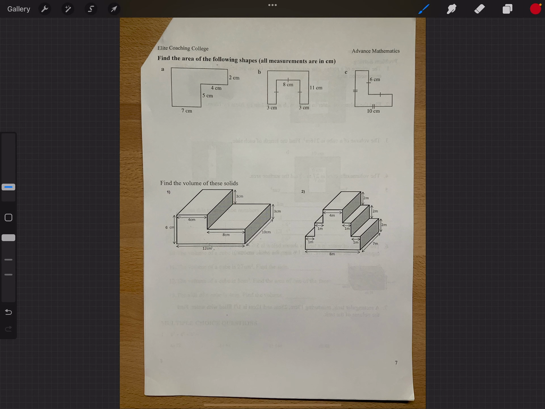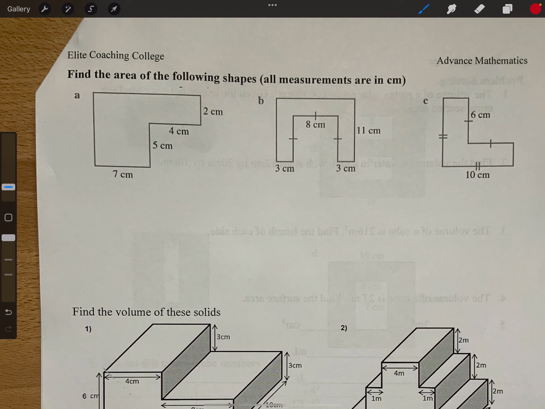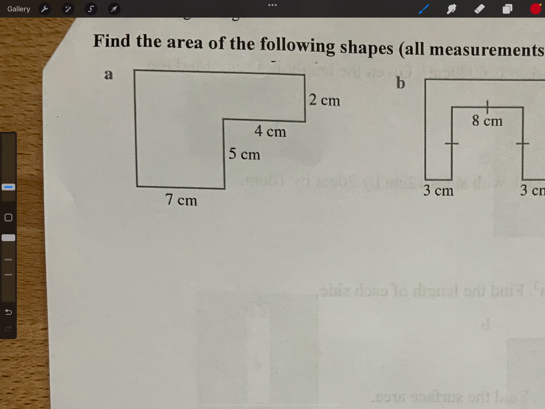Homework starts on page 7 and it says, find the area of the following shapes. All measurements are in centimeters. Okay, so we have this shape here. This is called a composite shape and it's made up of two rectangles. So we can divide this like this, or you can divide it like this, two rectangles.